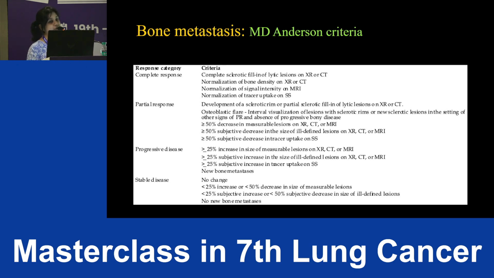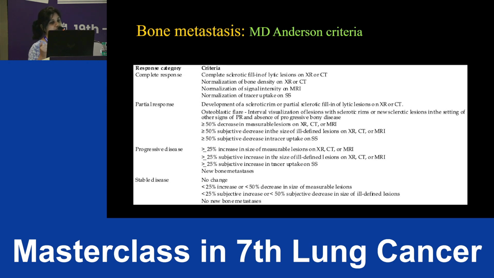And for partial response, if there's a development of a sclerotic rim or a partial sclerotic fill-in, or if there's an osteoblastic flare. Now what's osteoblastic flare? That none of the lesions, lytic or sclerotic, were visible on a baseline scan, and suddenly in the follow-up scan you see an osteoblastic, a sclerotic rim, and a sclerotic lesion. So provided all the other lesions show a partial response, this will be taken as a partial response and not a progressive disease. And if there's a 50% decrease in measurable, non-measurable, or a subjective decrease in tracer, then all these are partial response.